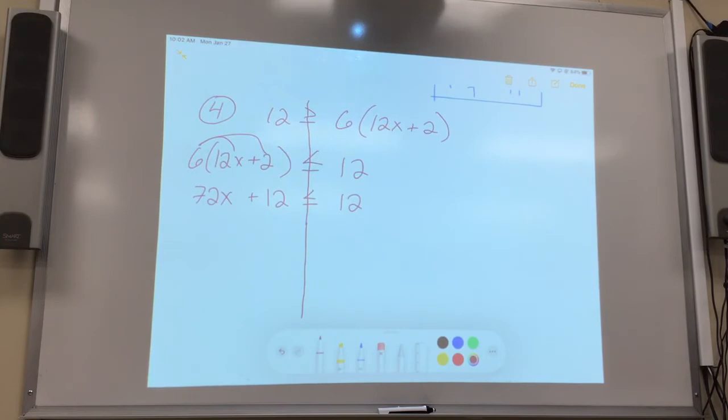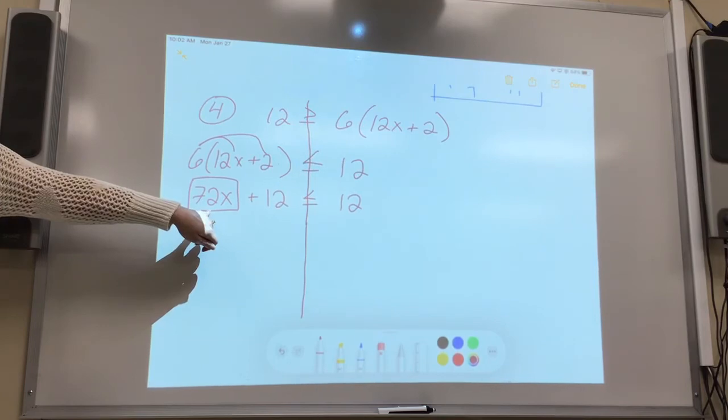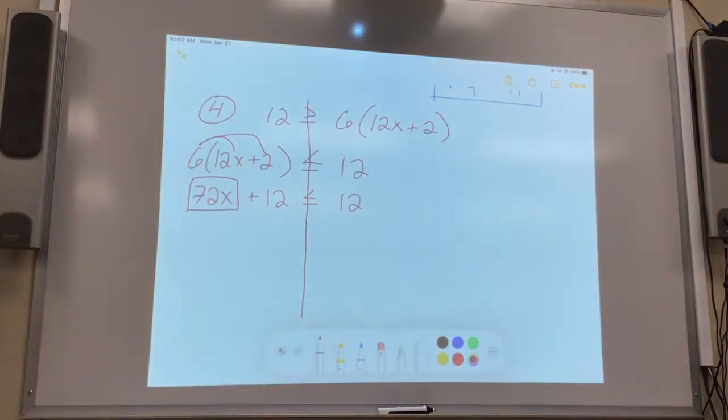Okay, all I have is a single x term over here. I have no like terms to combine, so we can skip that step. How do I get 72x by itself? Eliana? I've got to get rid of that 12 first. So let's move that number. Move the 12. And what happens to all the 12s?